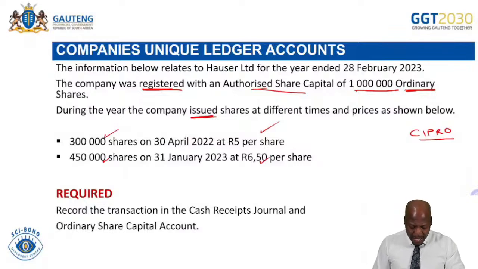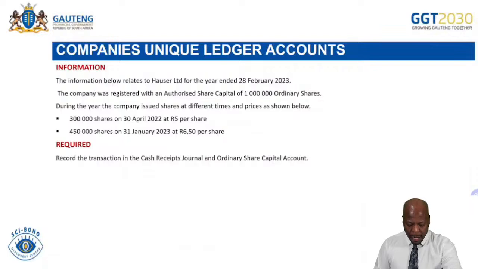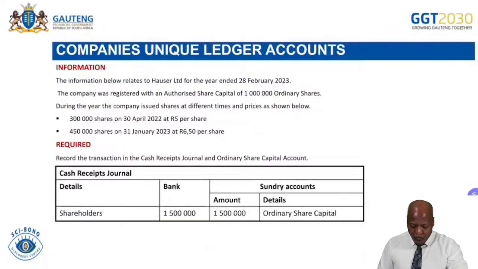We are then required to record the transactions in the cash receipts journal because we are selling the shares to the public. So we will receive some money and we record that in the CRJ, and we're going to do an ordinary share capital account. Let's follow. Okay, so as you see, that is our information. Let's start off first with our cash receipts journal.